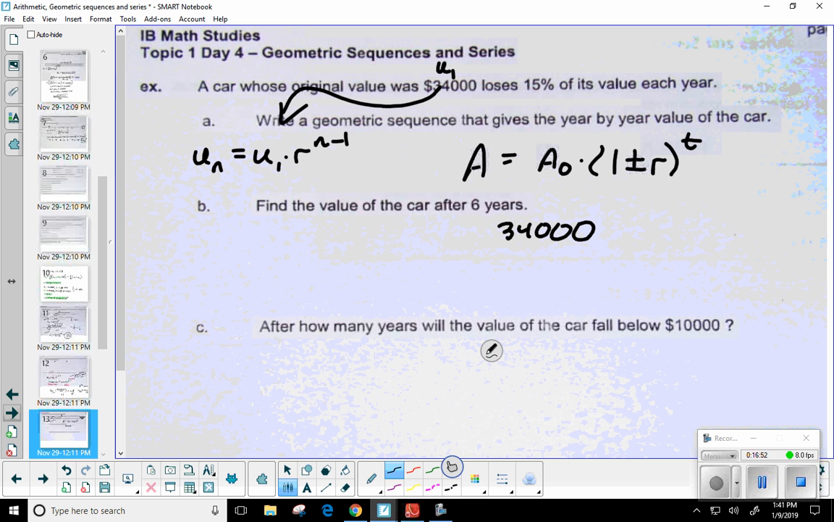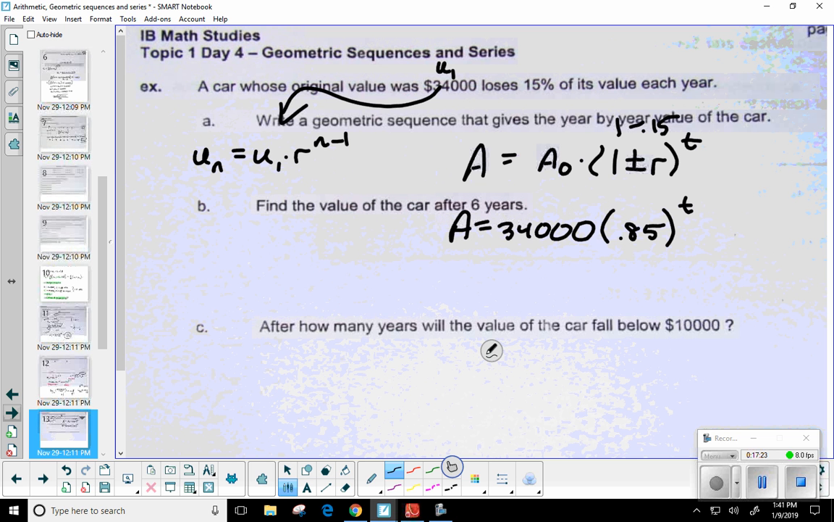So because it's losing value, am I going to add or subtract? Subtract. And we're going to want to change that to the decimal value. So 1 minus 0.15. So my base is what? 0.85. Okay. And then t is the variable that different resources typically use because it represents time. But the variable itself doesn't matter. It could be x or n, anything. And then a, of course, would be the amount after t years have passed.